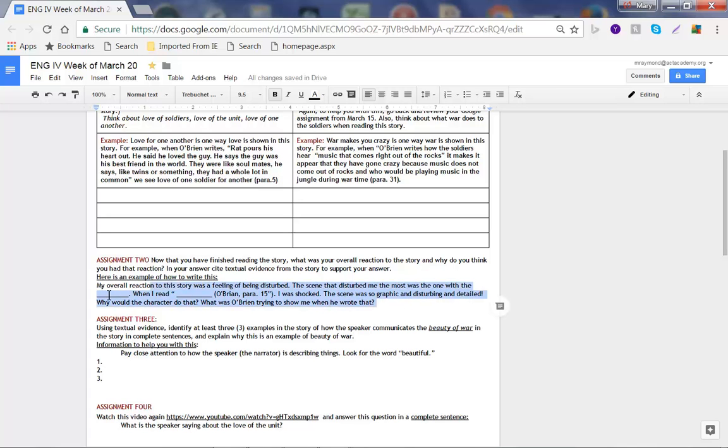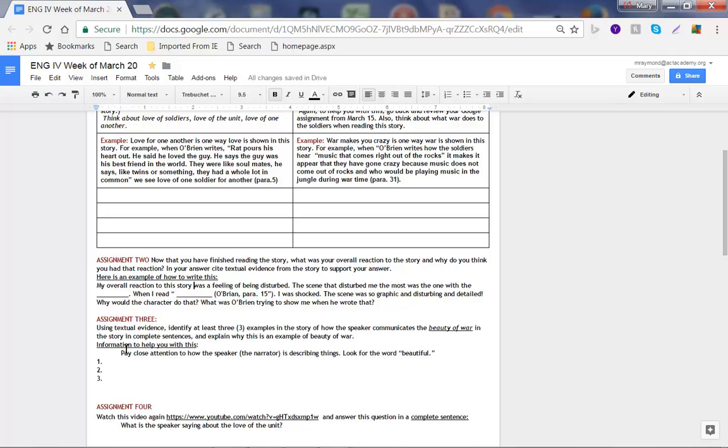This is one way to write this. You don't have to write it exactly like this. You have to write it in complete sentences, and you have to hit all the points. Assignment 3. Using textual evidence, identify at least 3 examples in the story of how the speaker communicates the beauty of war, in complete sentences, and explain why this is an example of beauty of war.